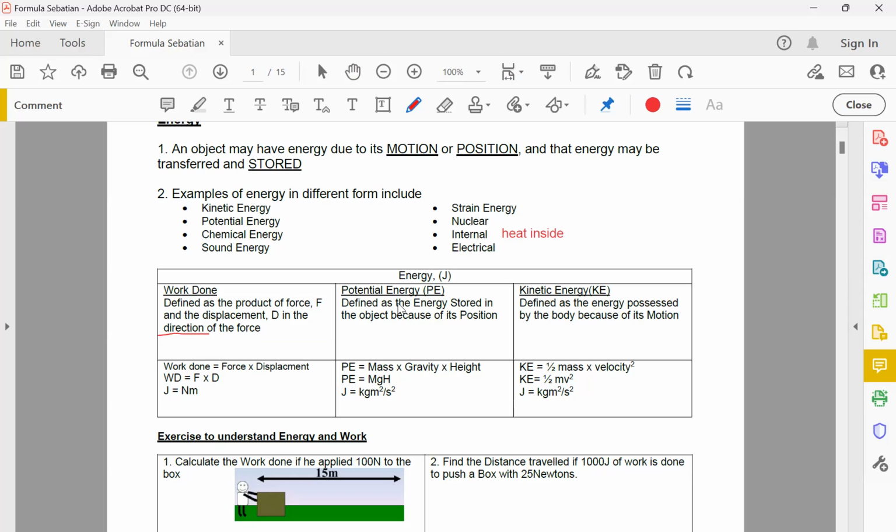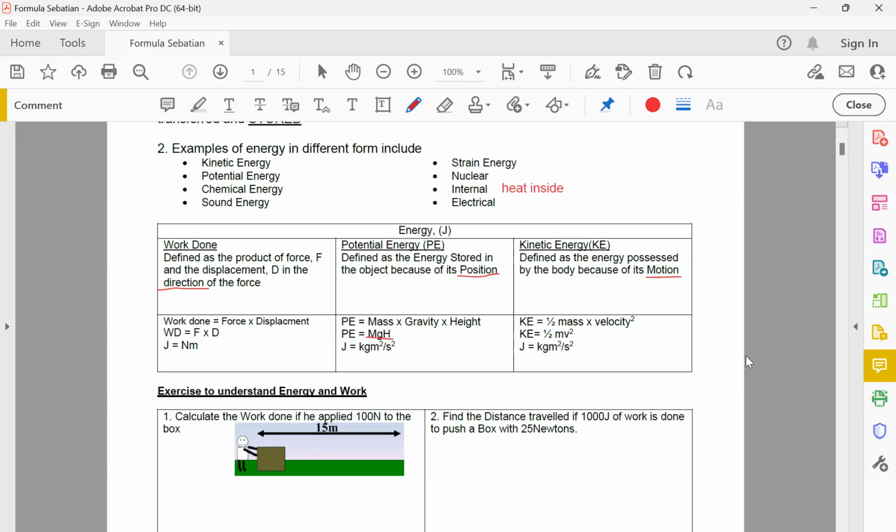Potential energy, full name gravitational potential energy, defined as the energy stored due to its position, is basically mgh. And then kinetic energy is energy due to its motion. The formula is going to be half mv squared here. Copy everything down and then do the 6 questions at the bottom.